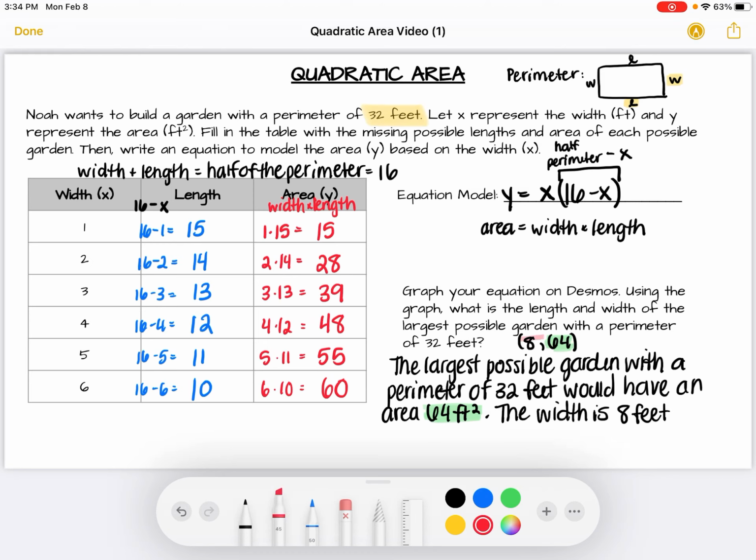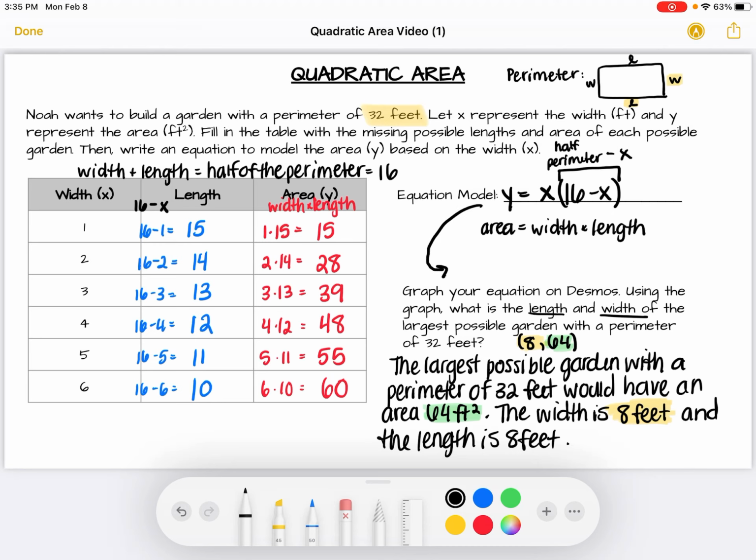And then our length, well, remember, our length and width always have to add up to 16 in this case. So the length is also 8 feet. It asked for the length and width of the largest possible garden. So we get the 8 from the graph, but then we find the length because we know 8 plus the length needs to add to 16. So 8 plus 8.